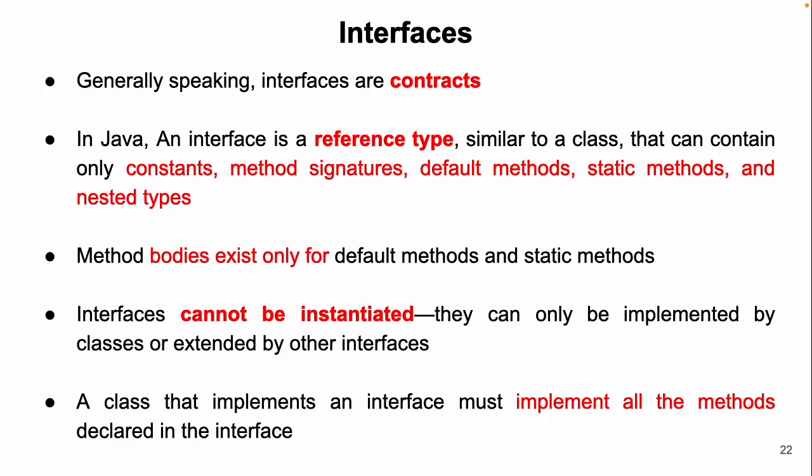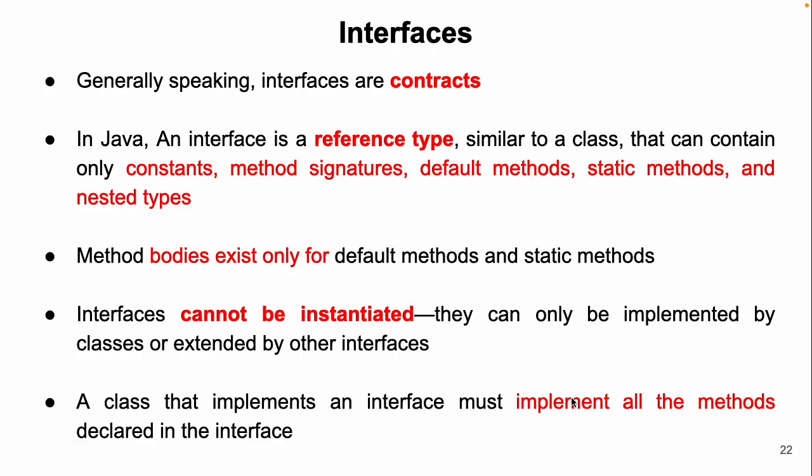So it is a reference type. It contains some constants and some abstract methods. That means method signature. There is no implementation for that method. Those methods we call abstract methods, and default methods, static methods. Default methods and static methods alone have bodies. Abstract methods don't have bodies. That means they don't have implementation, and an interface cannot be instantiated.